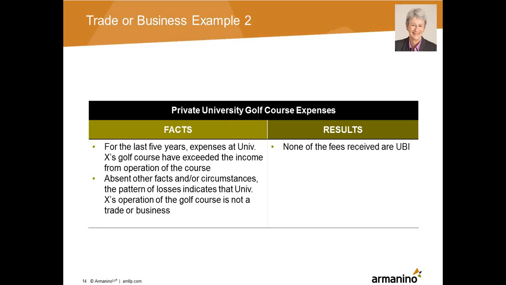The danger here is that the service may come in and say that the losing activity is not a trade or business, and so it cannot offset the income of the income generating activity. So be careful here. If you're trying to offset unrelated activities, make sure that both of those activities rise to the level of trade or business.